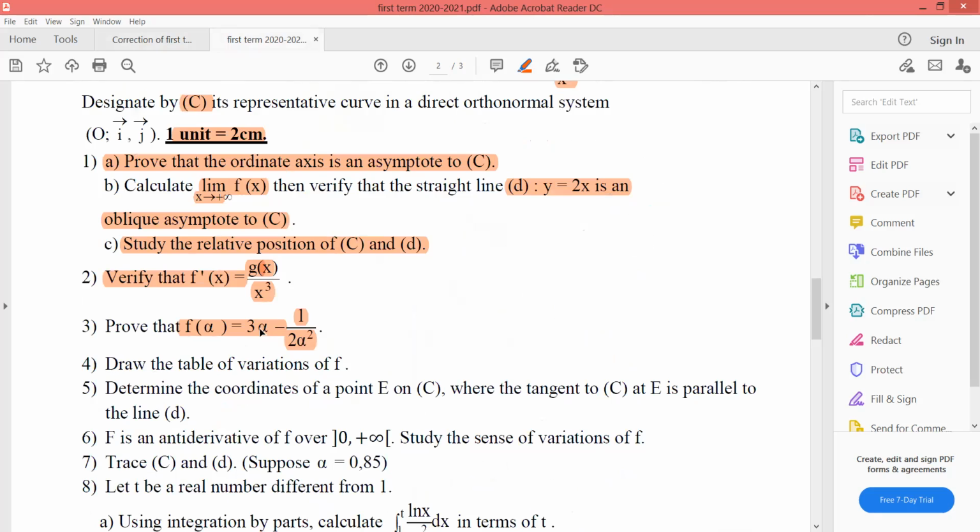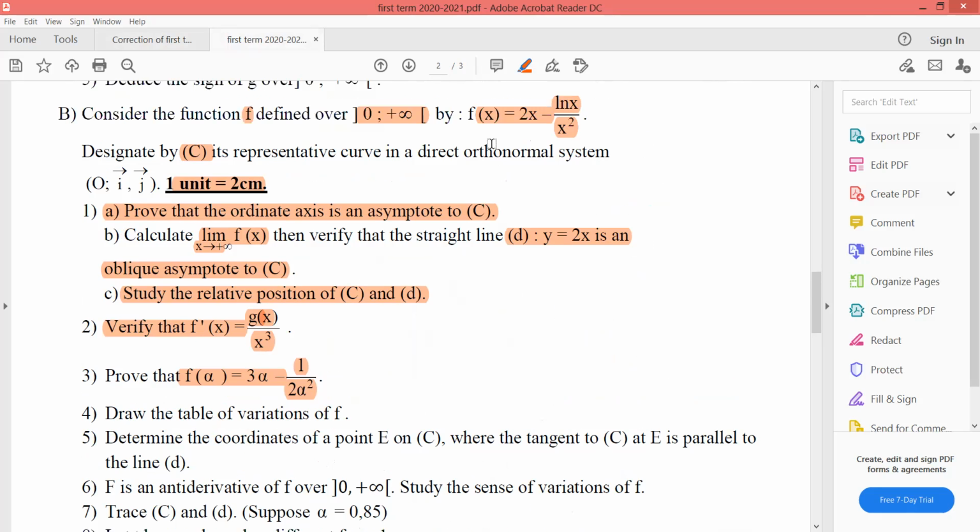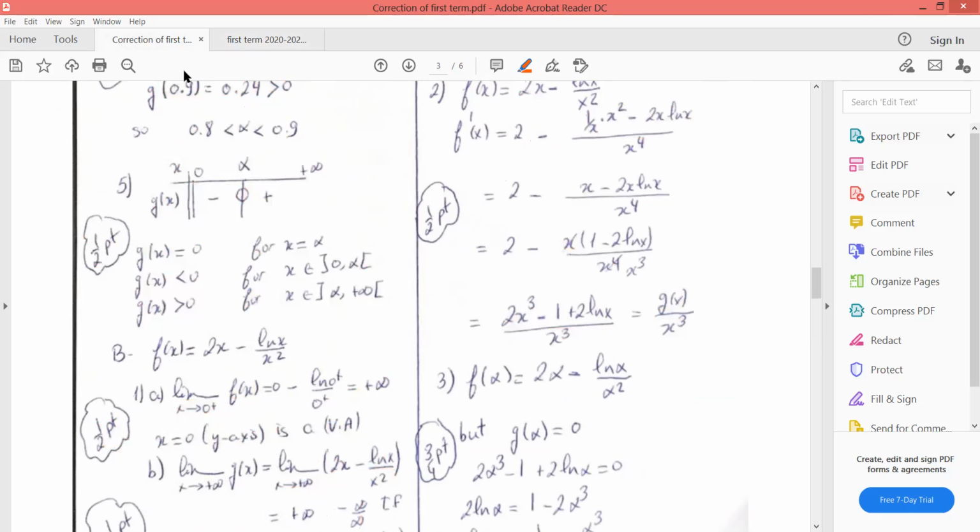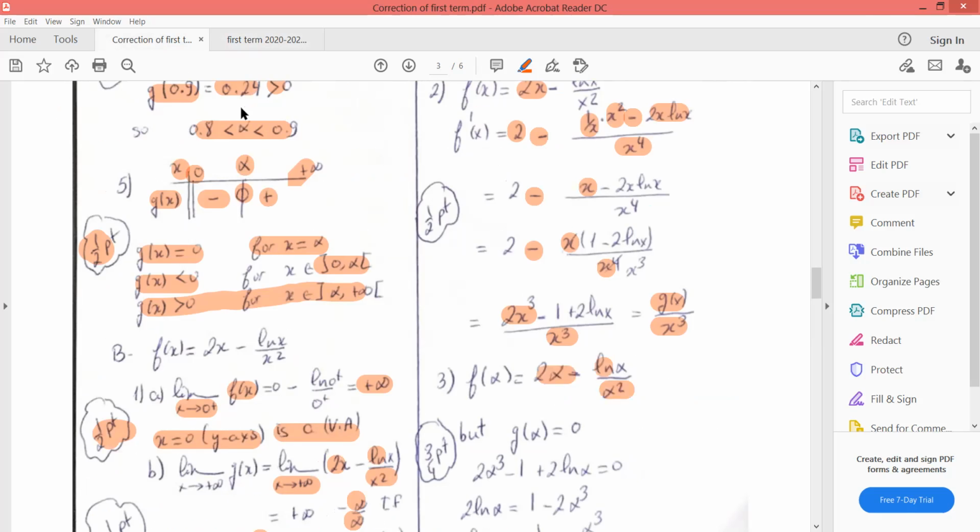But here we got 3 alpha minus 1 over 2 alpha squared. There is no ln alpha, but in our calculation, whenever we replace, we get 2 alpha minus ln alpha over alpha squared. So here we go back to the exercise.